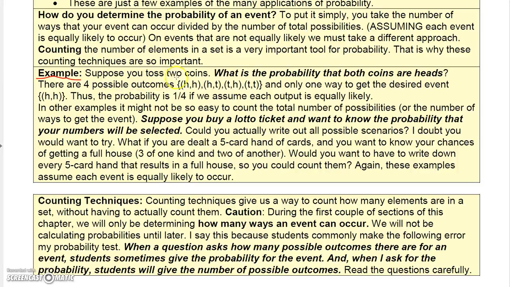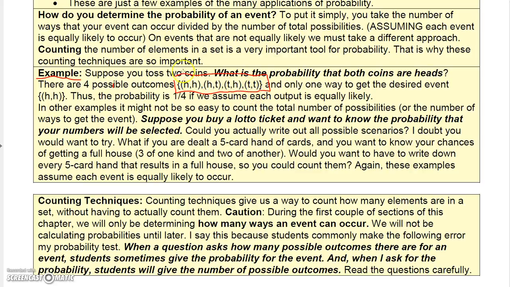Suppose you toss two coins, and what if you wanted to know the probability that both coins are heads? Well, you could write a list of outcomes. Now there's actually only 4 possible outcomes here. Both coins could be heads. The first coin could be heads, the second tail. The first coin could be tail, the second one head, or they could both be tails.